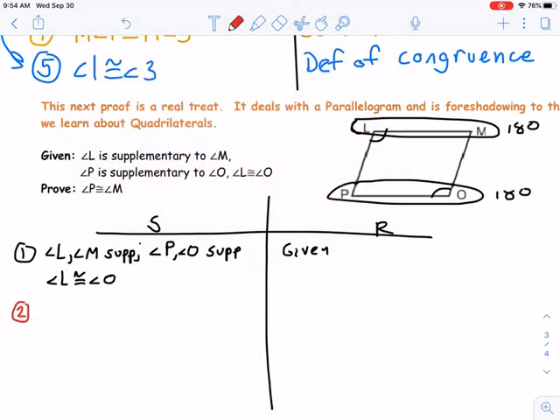Okay, now let's just start to use buzzwords. Supplementary, supplementary. Measure of angle L plus the measure of angle M is 180. Measure of angle P plus the measure of angle O is 180. And that's just by definition of supplementary.